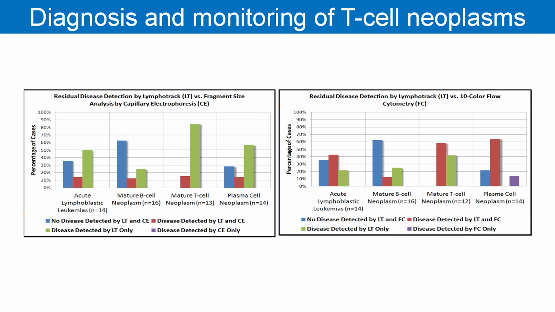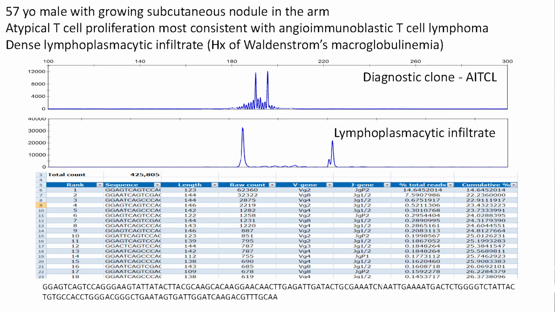So just to drive your attention back to this in here, this is actually the one case where we pick up the most clones with the NGS assay compared to CE, but also the most clones compared to flow cytometry, and is almost half of the cases where we actually can do that. This is one of those cases where we found this assay very, very helpful.